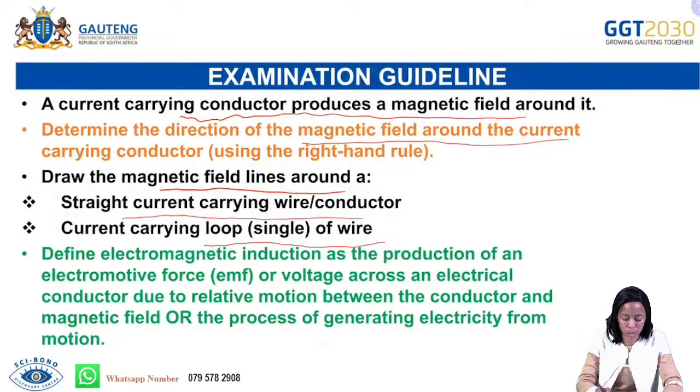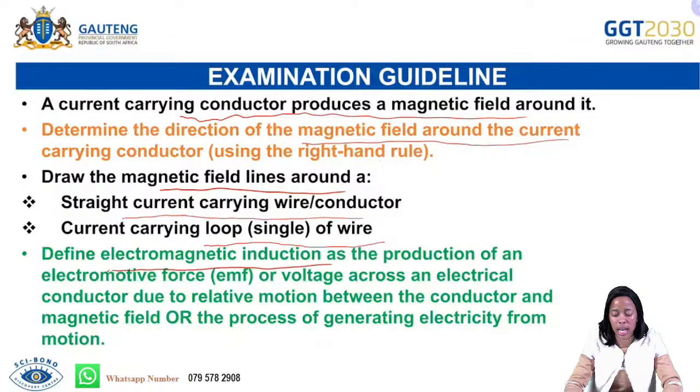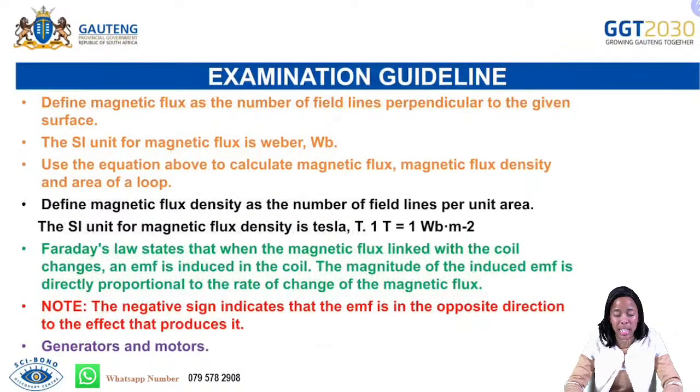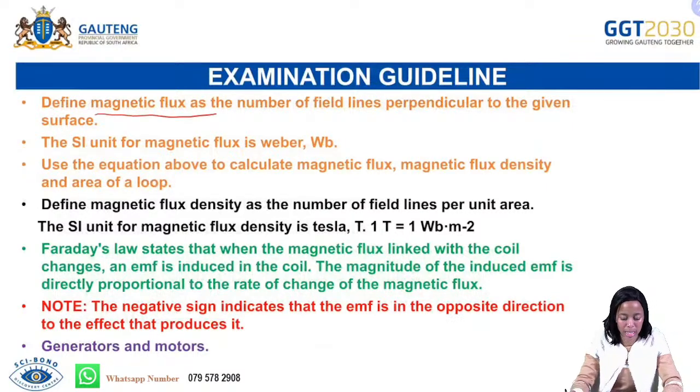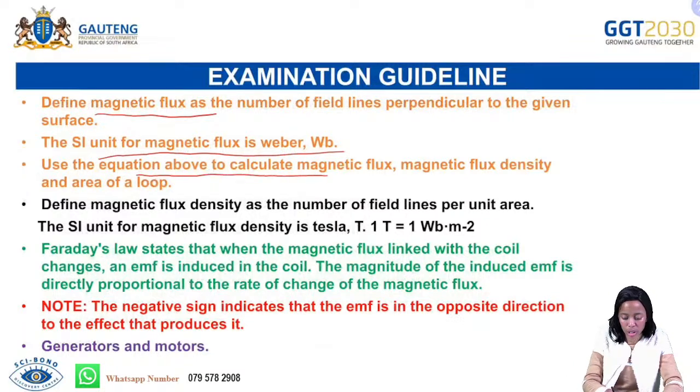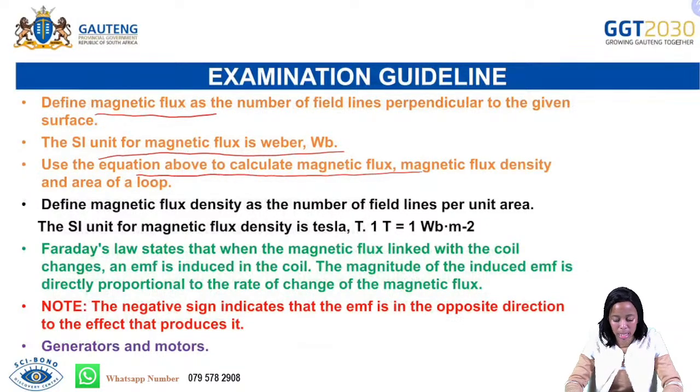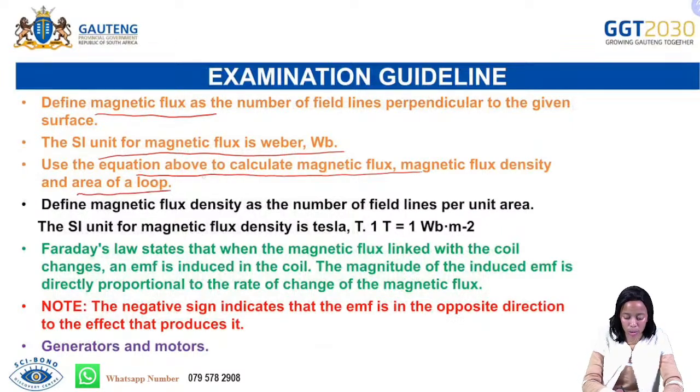Then we need to be able to define what? We need to be able to define electromagnetic induction. So remember we said that when it comes to the definitions, we are going to define according to the examination guidelines. Again, we need to be able to define your magnetic flux. And we also need to be able to give the units. Then we need to be able to use the equation to calculate the magnetic flux density and the area of a loop.